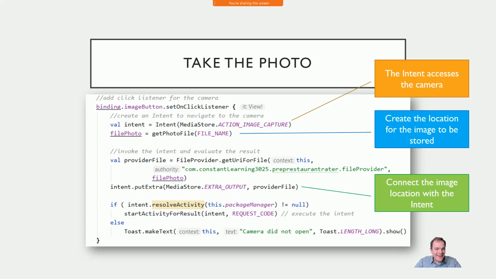Okay, so here's the big code. This is where we actually take the photo. So in here, this intent is what actually changes your Android device from our application and brings up the camera application.